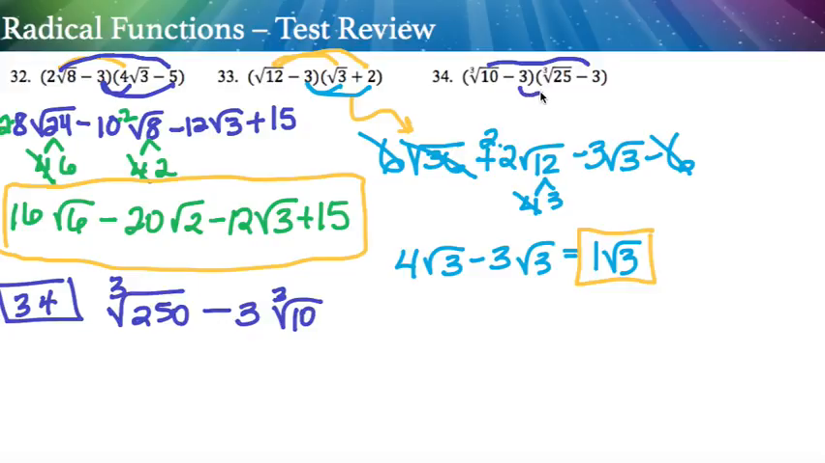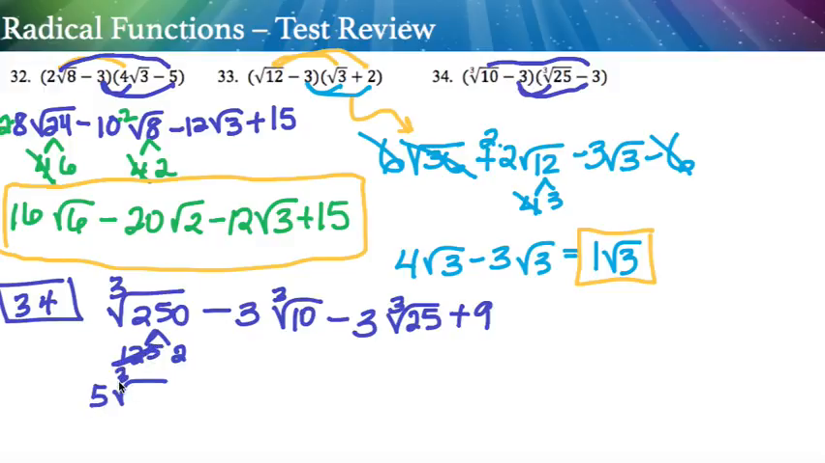All right, and then I've got minus 3 cube root 25, which is just going to sit like that because I can't get a cube root of 25. And negative 3 times negative 3. I think you need to watch out for that. That's a positive 9. I think some people did something weird on the quiz with that. Okay. If I break this down, this is going to be 125 and 2 because 125 times 2 is 250. The cube root of 125 is 5. And then I'm left with a cube root of 2.